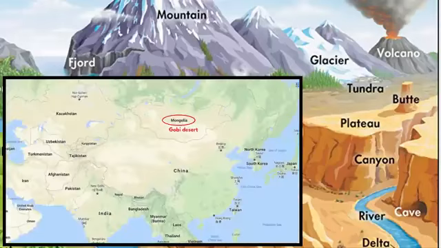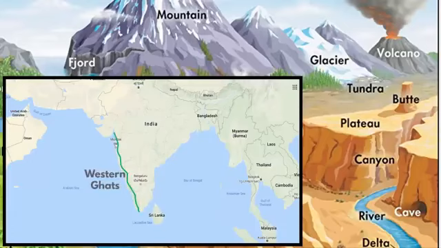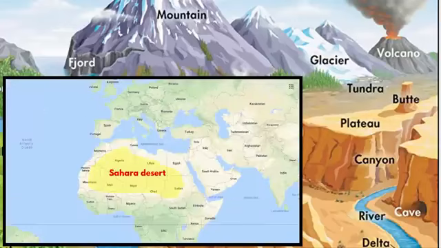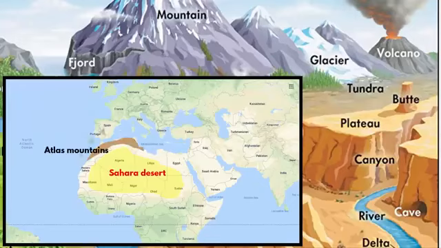Some examples of rain shadow deserts are Mongolia's Gobi Desert and the eastern part of the Western Ghats. If you look at the state of Karnataka, you will find many mini deserts which are located on the eastern side of the Western Ghats. Another example is the Sahara Desert, where the northern part of the African continent is covered with the Atlas Mountains that block the wind from the Atlantic Ocean and the Mediterranean Sea. And that's what makes the Sahara Desert a rain shadow desert.